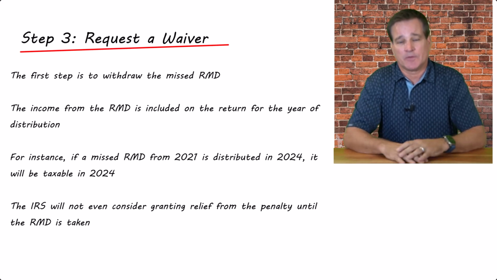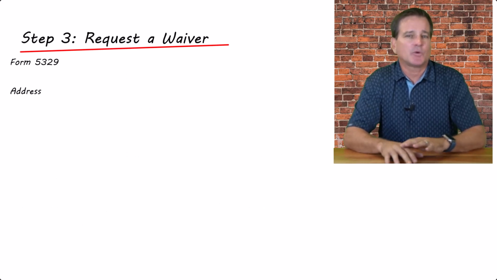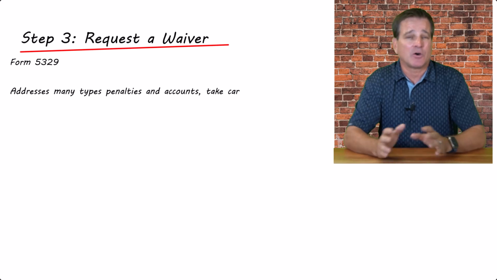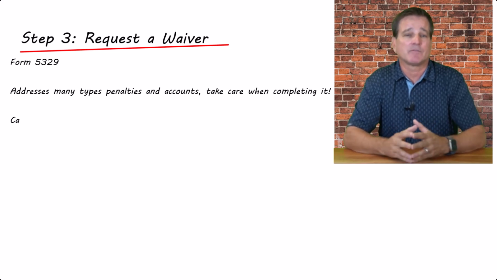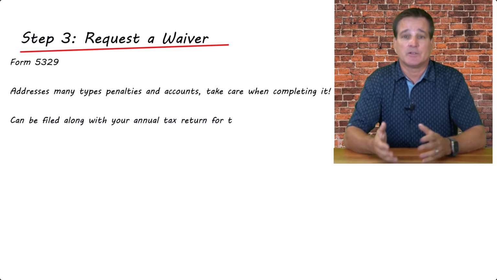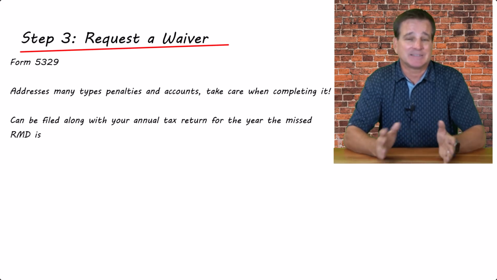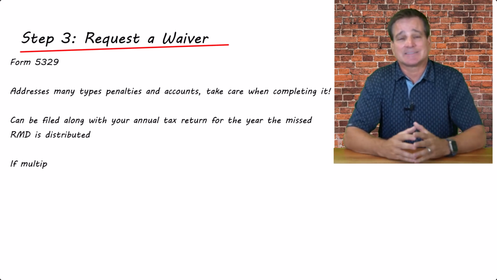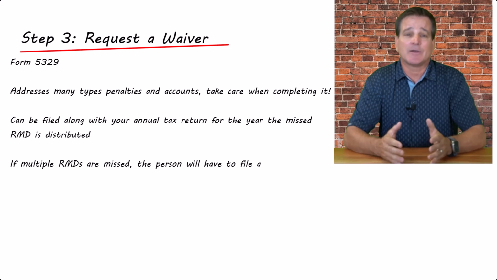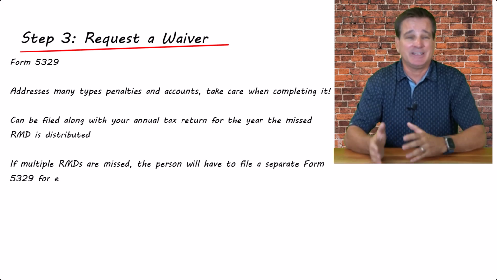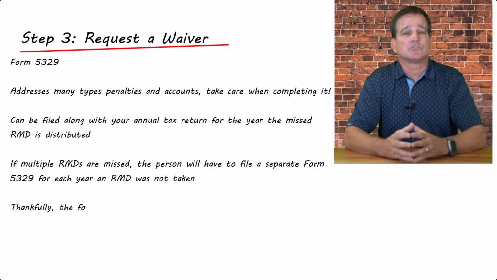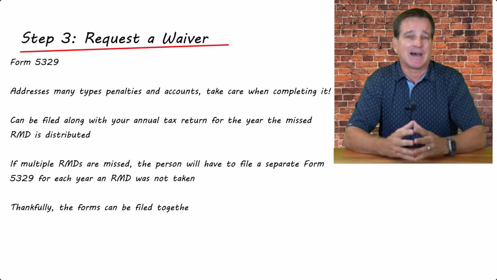Then you file Form 5329. Now, Form 5329 addresses many different penalty situations, not only IRAs, but all types of other accounts as well. So just be aware of that. This form can be filed along with your annual tax return for the year the RMD is finally distributed. So that makes it kind of easy. However, you could also file it as a standalone form. And if you happen to miss multiple RMDs, you'll have to file a separate Form 5329 for each RMD missed that was not taken. But guess what? You can file all those forms at the same time. They can be filed together.